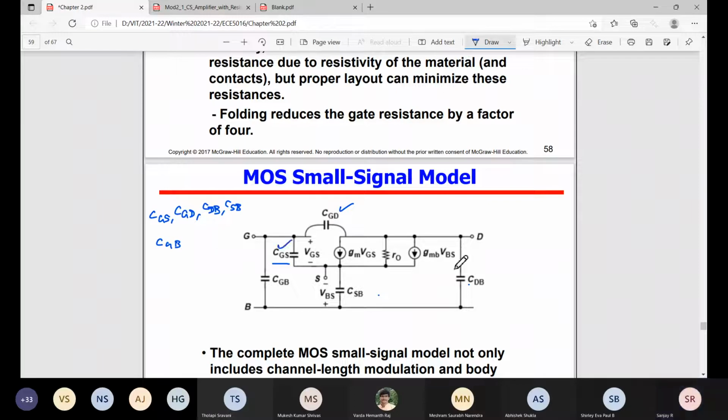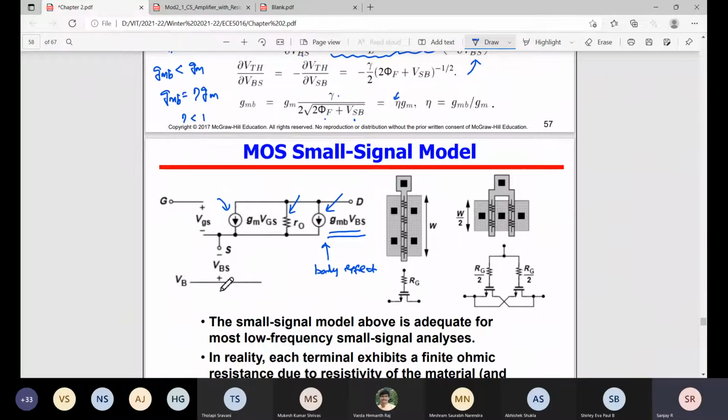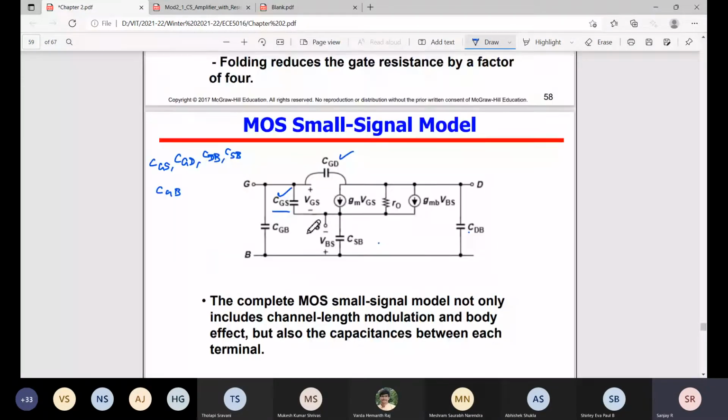CGS is there, then CGD. Then drain to bulk; this is the bulk terminal because we are applying the bulk terminal here, the back gate. So C drain to bulk, C source to bulk, then C gate to bulk. So this is the overall small signal model of the MOSFET transistor. When you are studying amplifiers, we need to represent the MOSFET in terms of this small signal model.